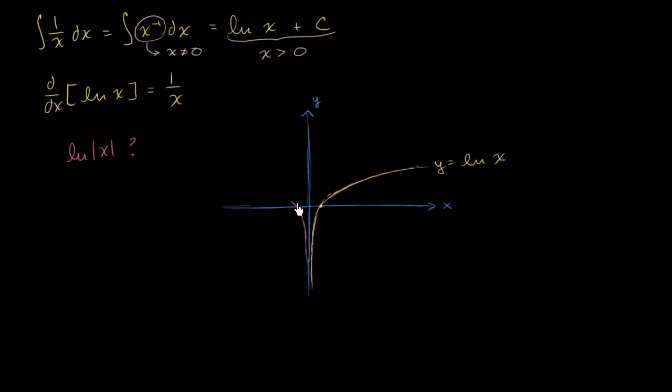What's nice about this function is you see it's defined everywhere, except for, I'm trying to draw it as symmetrically as possible, x equals 0. So if you combine this pink part and this part on the right, if you combine both of these, you get y is equal to the natural log of the absolute value of x.